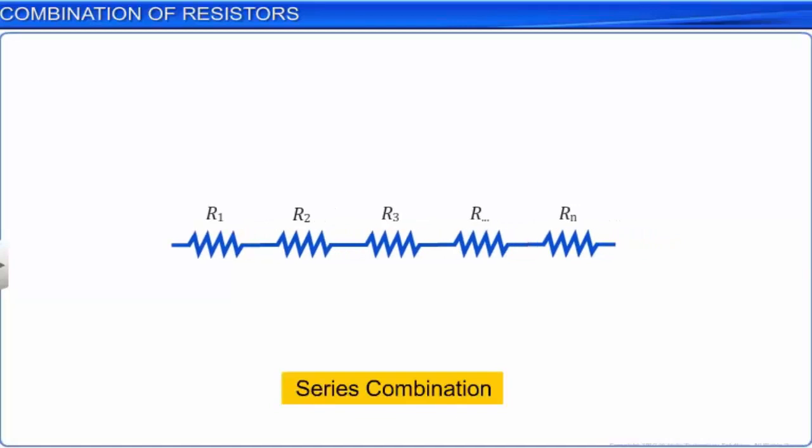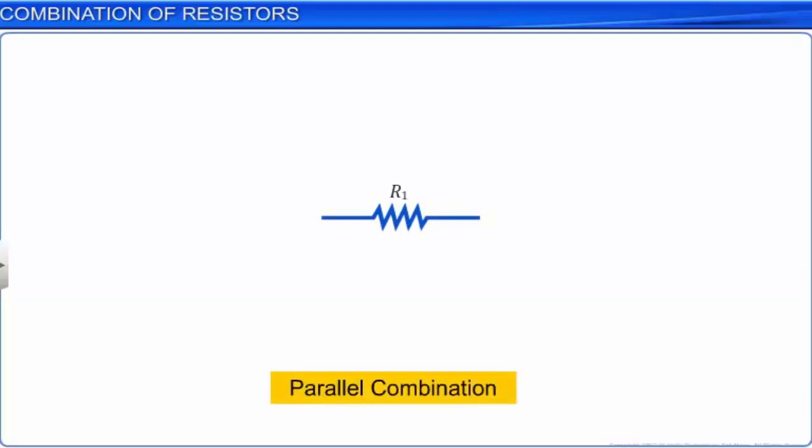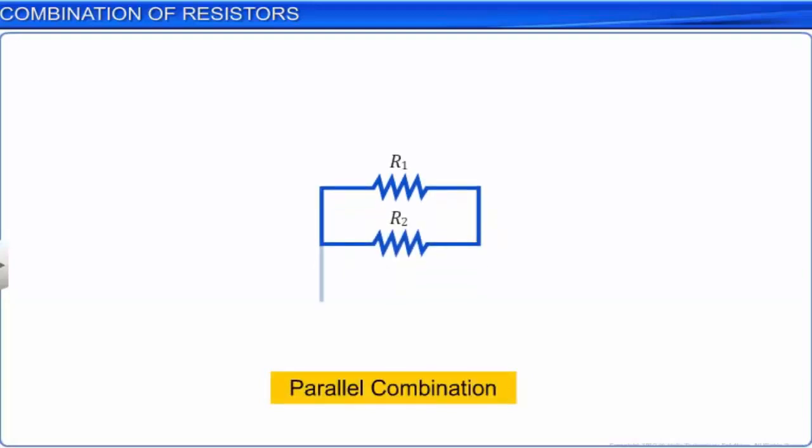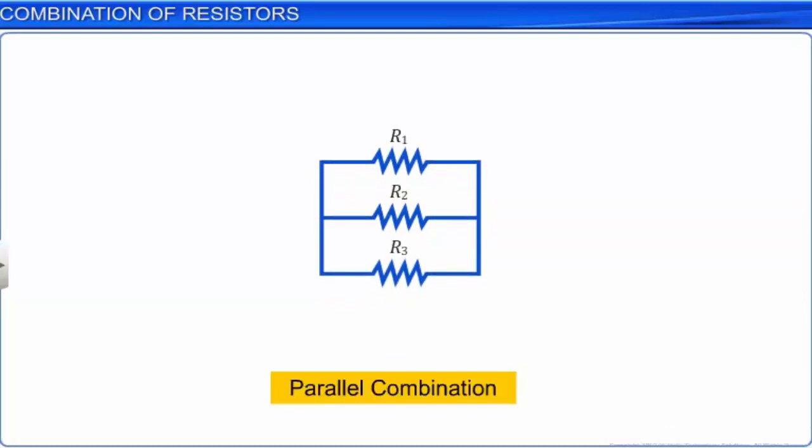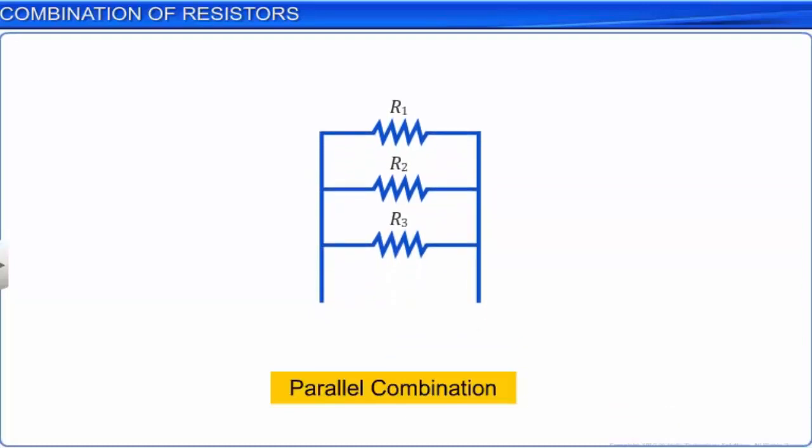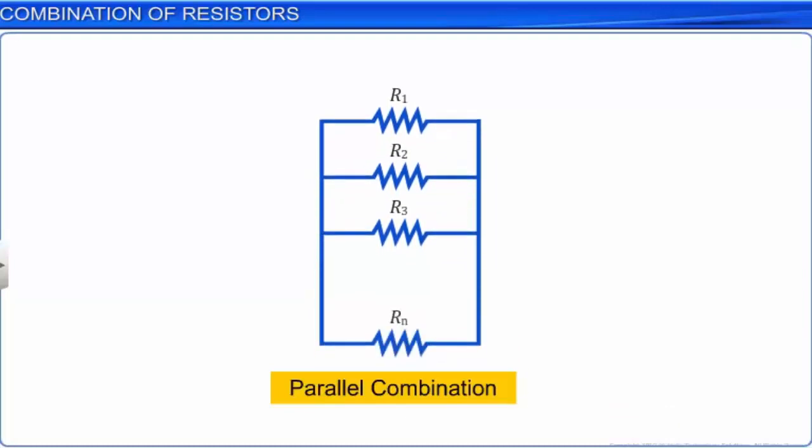We obtain a parallel combination of resistors by joining one end of all the resistors and similarly joining the other end of all the resistors. A parallel combination can be made using any number of resistors.